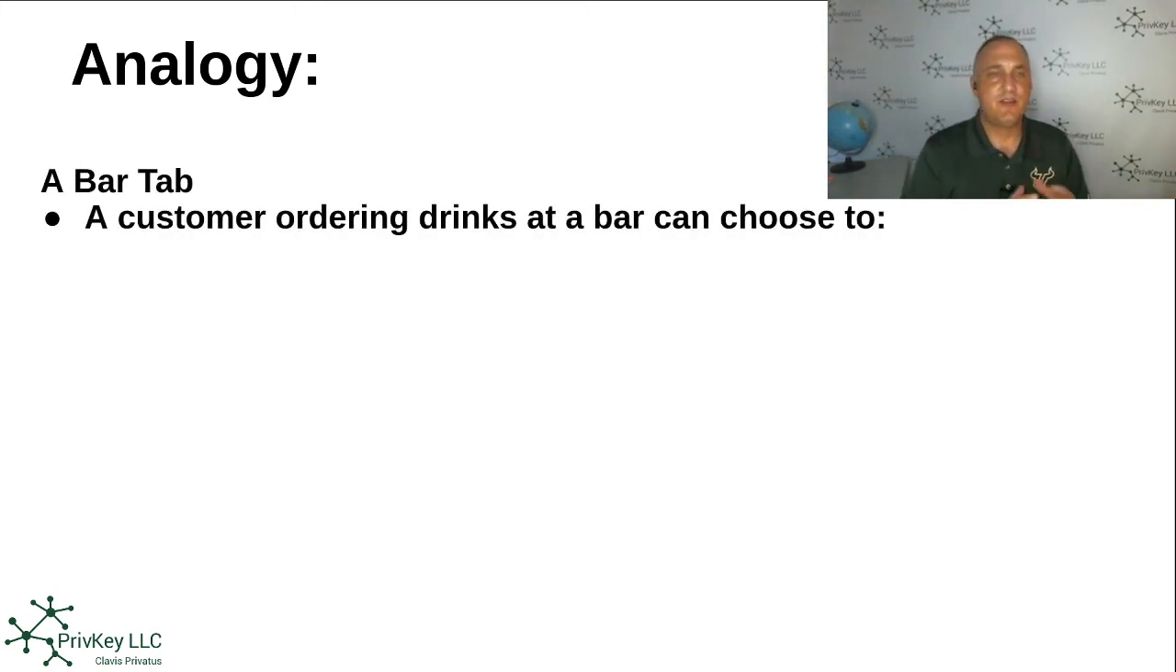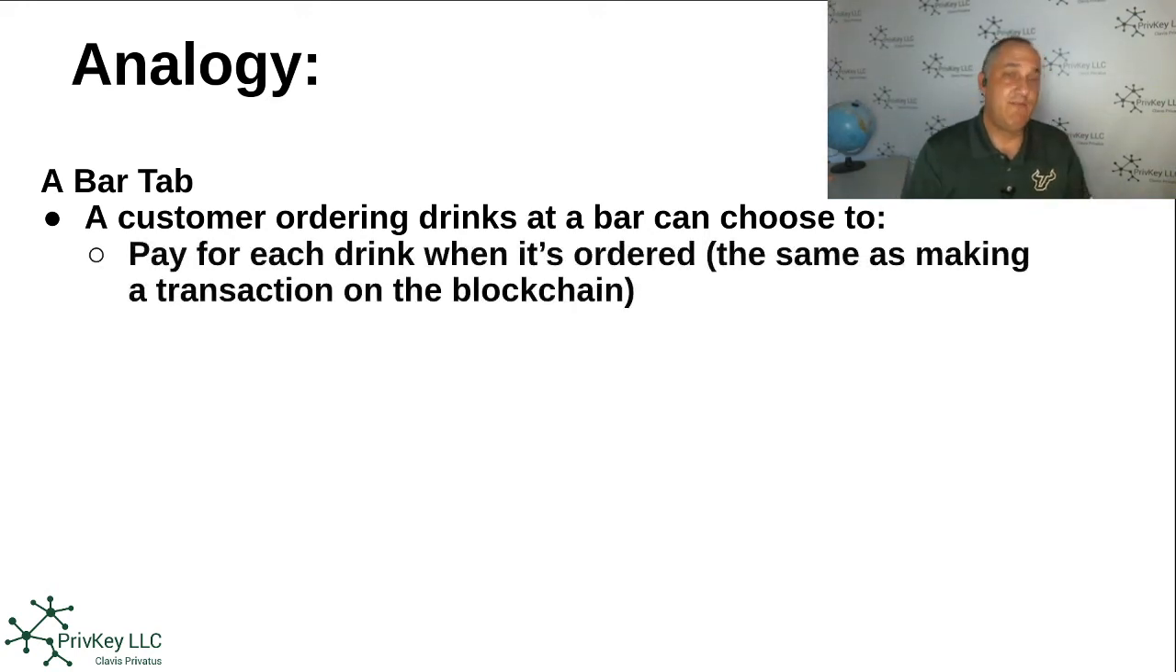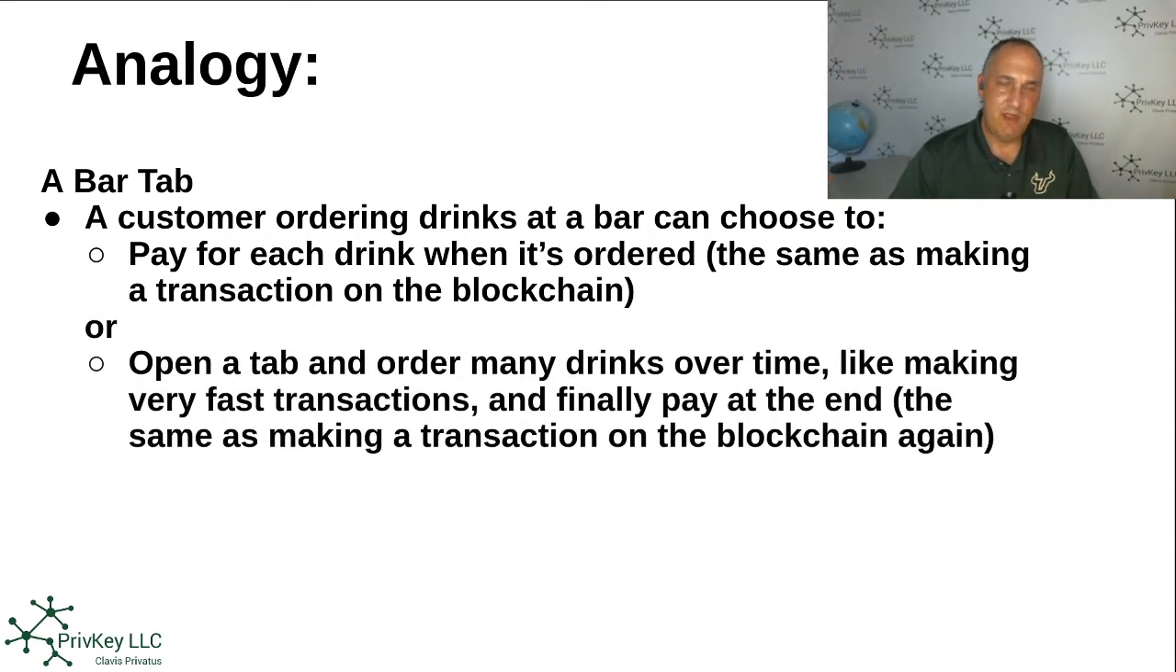It basically means that a customer ordering drinks at a bar can choose to pay for each drink that he drinks until he's drunk. That's the same as making a transaction on the blockchain, but that's costly because you have to tell the bartender, serve me the drink, here's my credit card, or here's my cash, and you have to pay for that drink. So first it's costly, it's delayed, and it's not as fast. It doesn't scale well if you have to pay for each drink.